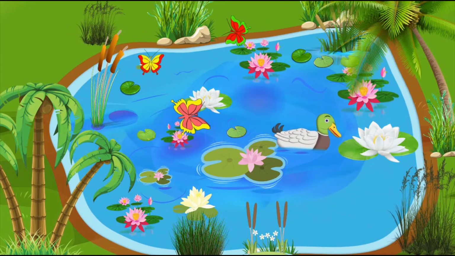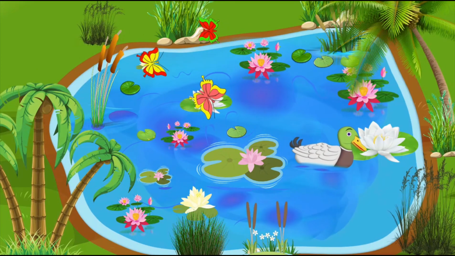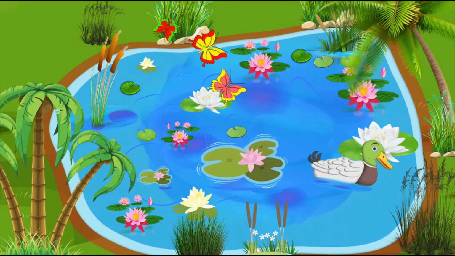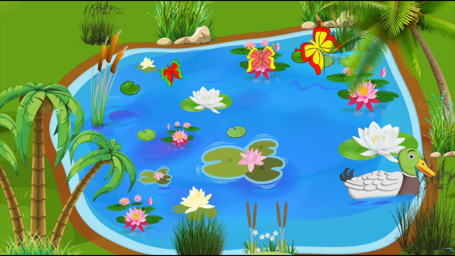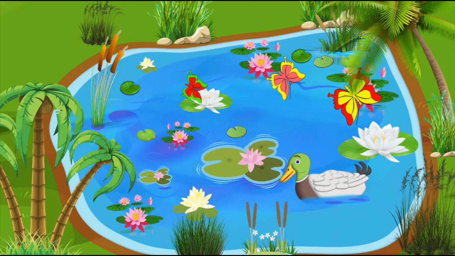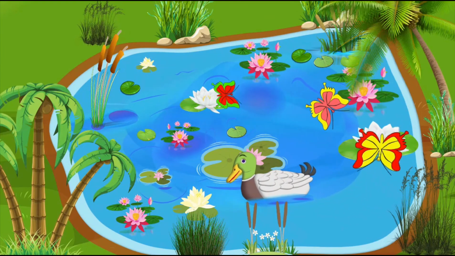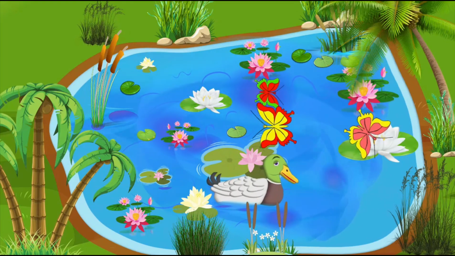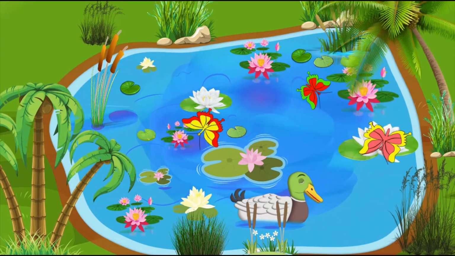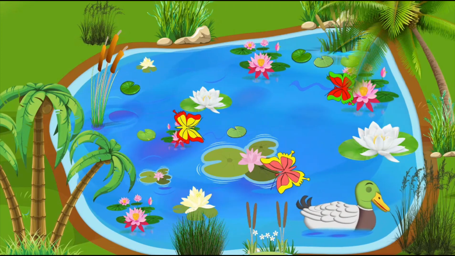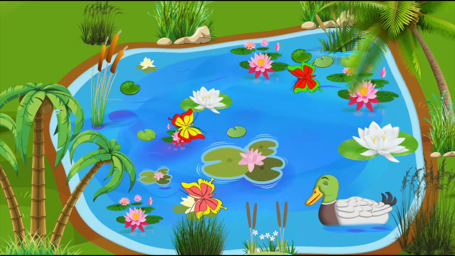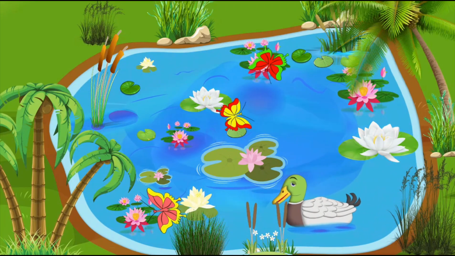My dear friends, look at this pond. A duck is swimming. It is very hungry too. The duck is trying to capture the butterflies to eat. Look at there. Now the duck is going to catch the butterfly.